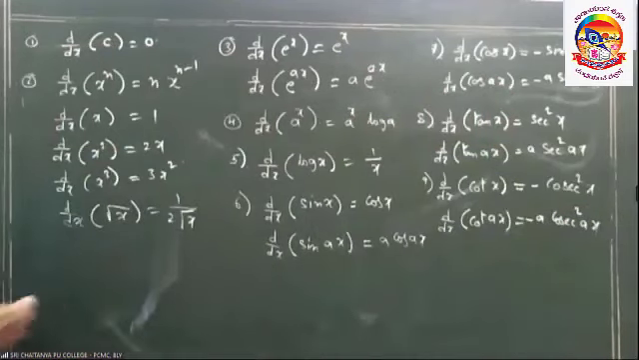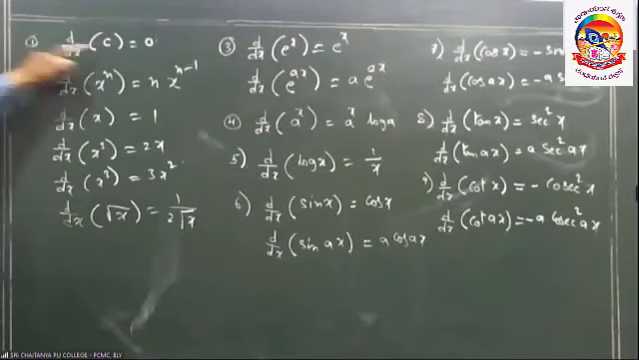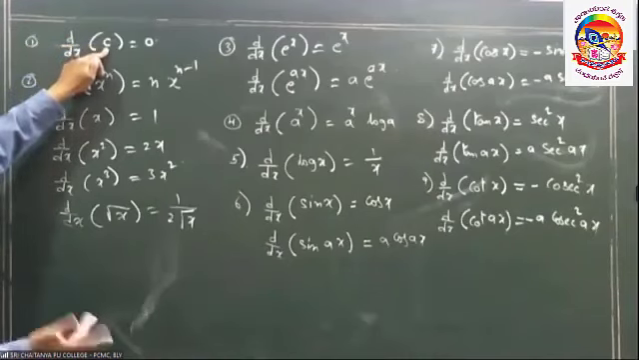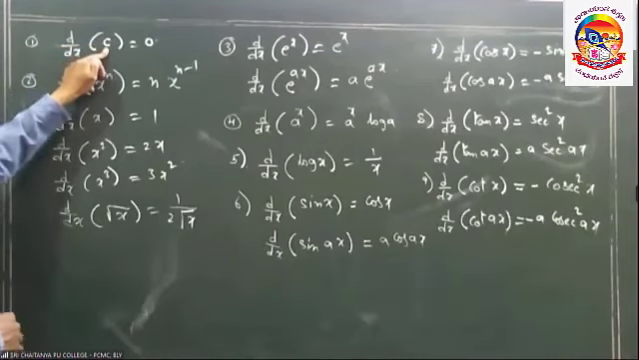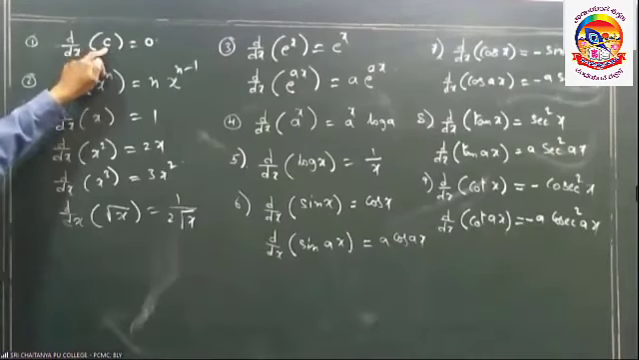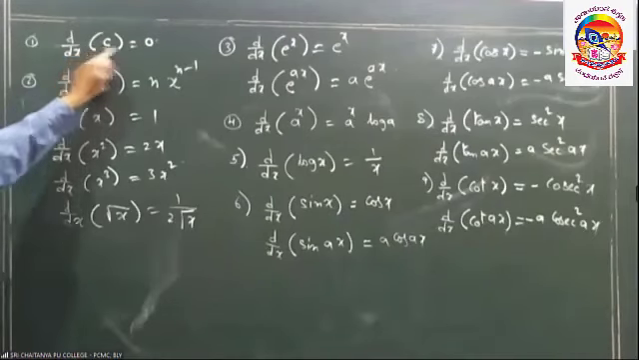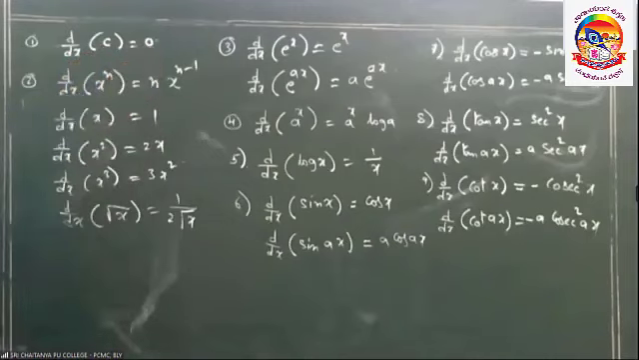Okay, once again. First one, derivative of a constant. C is a constant. Derivative of 1 is 0. Derivative of 2 is 0. Derivative of 10 is 0. So here C is a constant. Derivative of any constant value will be 0.